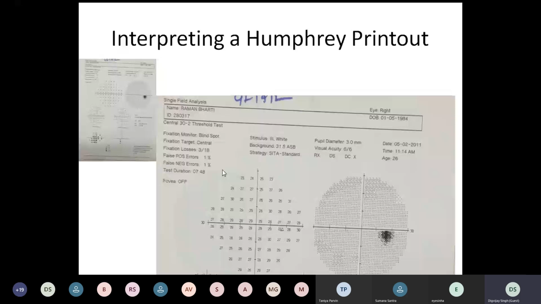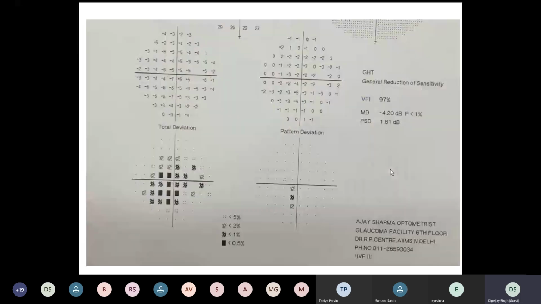Then you get this plot, which is the sensitivity plot. This tells you the gross sensitivity or the threshold values. The higher the value, the more sensitive that spot is, so near the fovea, you'll get higher sensitivity. And you get a grayscale plot, which is essentially marking out the deviation, which we'll see in the next slide. The lower half of the field looks like this.